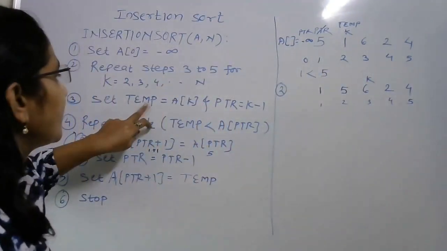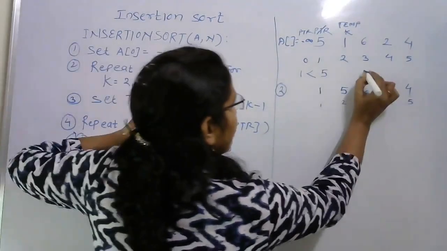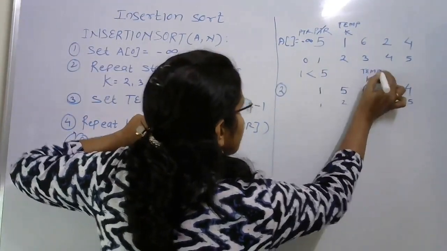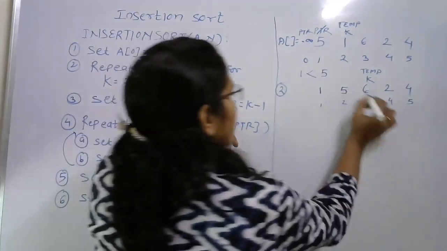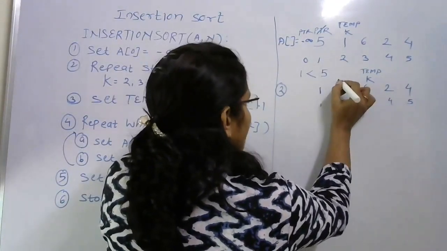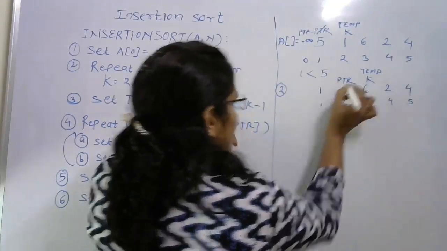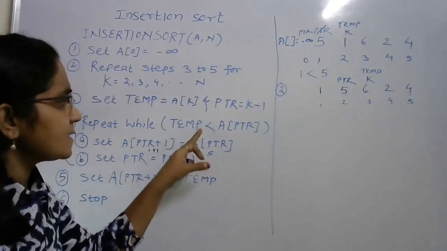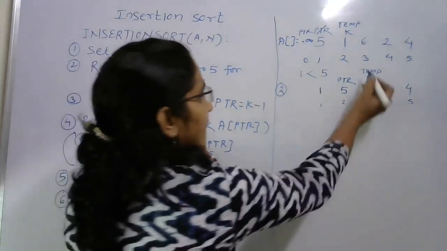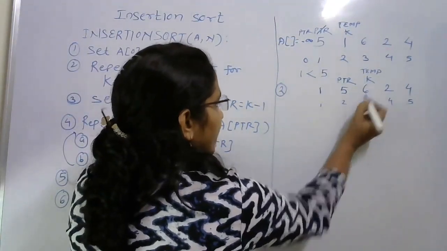Okay. So temporary equal to A of k. Your temporary is again at the same position and PTR equal to k minus 1. k minus 1, 3 minus 1, that is equal to 2. Your PTR is located at the second location. Repeat while temporary is less than A of PTR. What is the value of temporary? Value of temporary is 6.